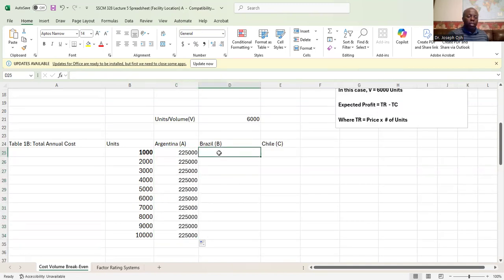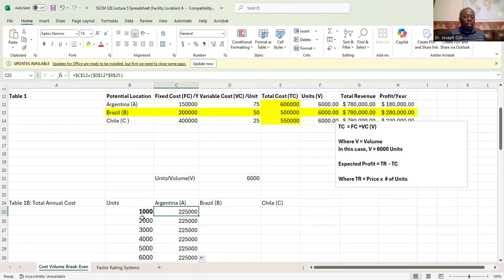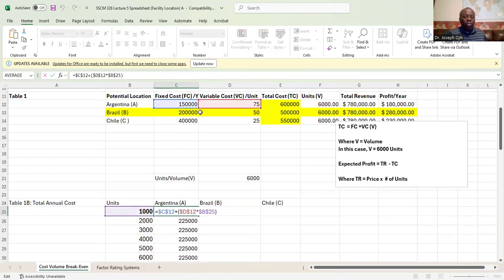Then Brazil, do the same thing for Brazil. Oh, okay, let me not freeze it, because it should be changing for this. Let me unfreeze it. Okay, fixed cost times number of units, fixed cost plus number of units, volume. Let me see what I'm missing here.